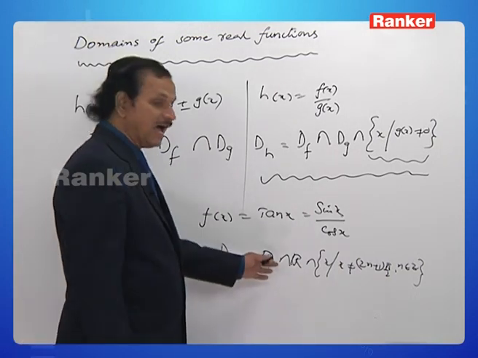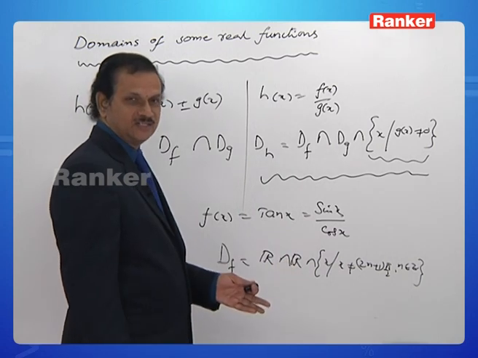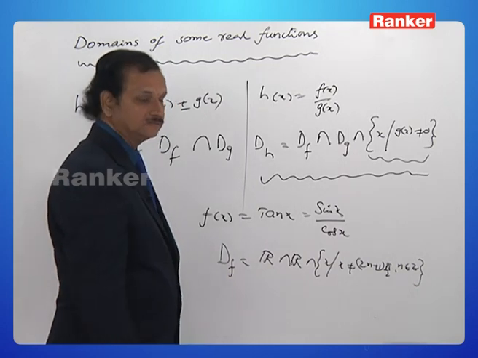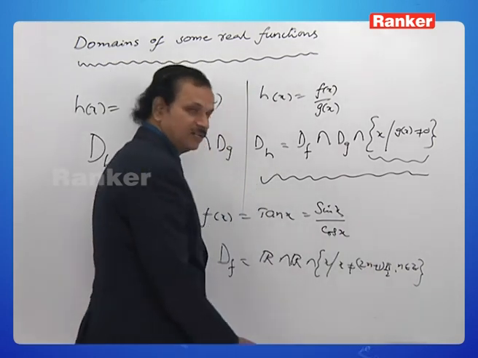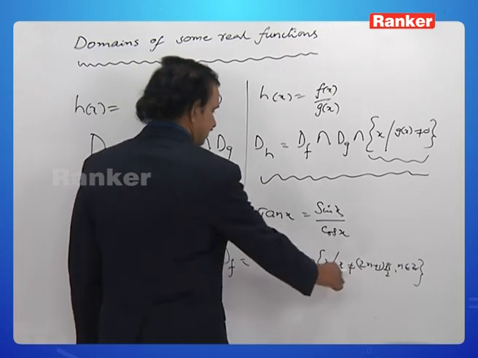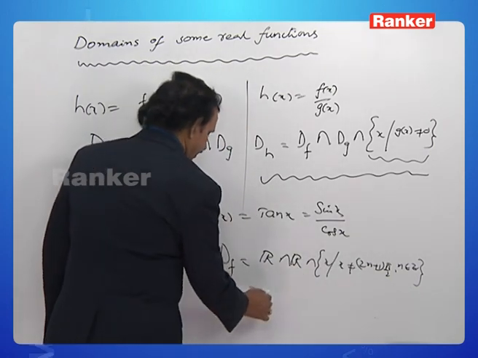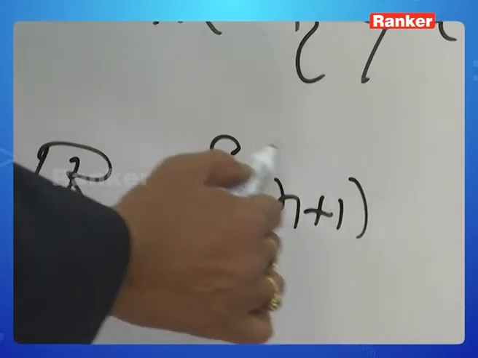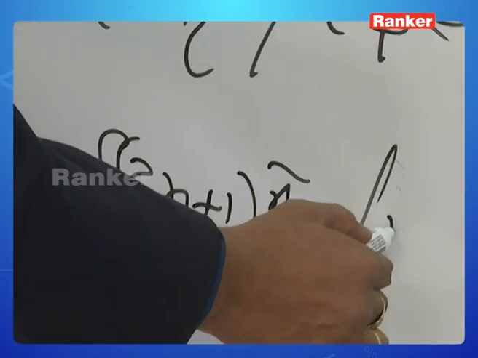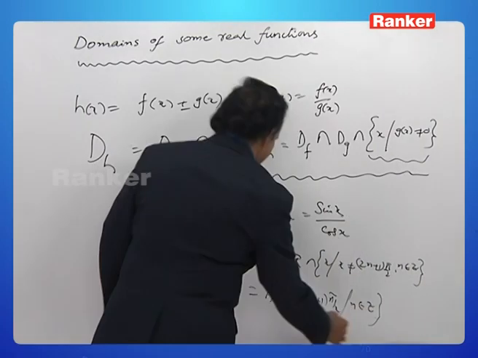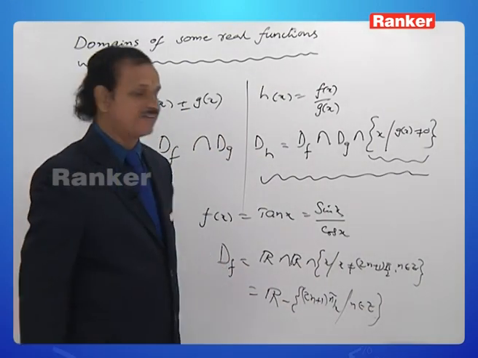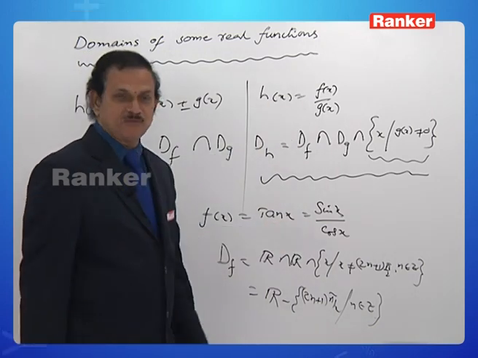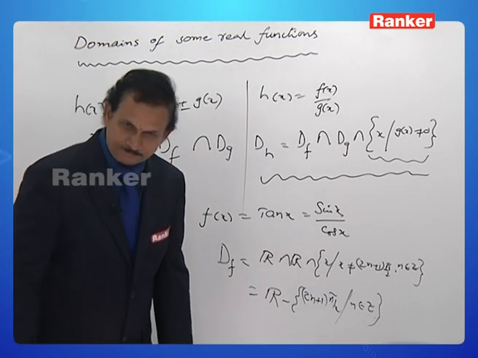Yes, this is the actual systematic procedure. Instead of doing all this, R intersection R is R, and you are supposed to take x such that x is not equal to that. So, what does it mean? It is just nothing but R minus the set of all (2n plus 1) into pi by 2 such that n belongs to Z. Like that, we will be able to have the domain of tan x. As this is the direct example of this concept, I could have consulted with that.